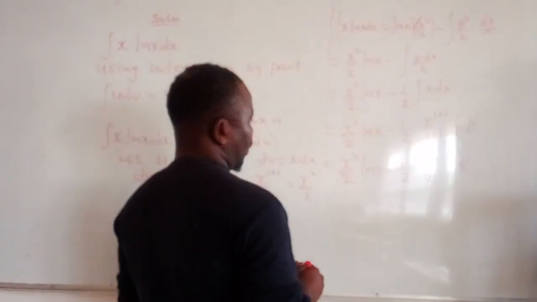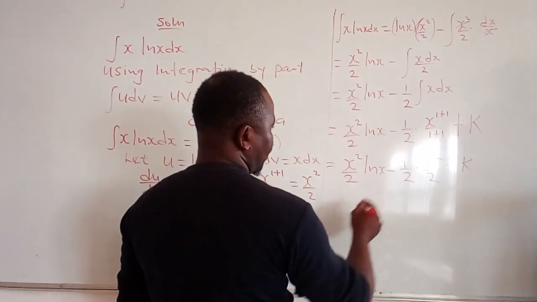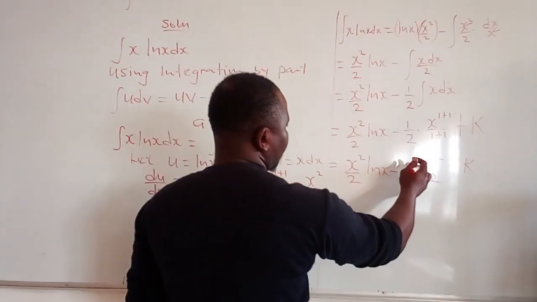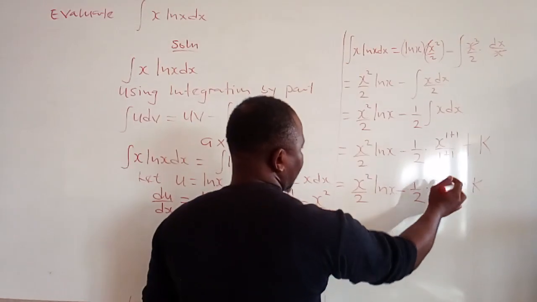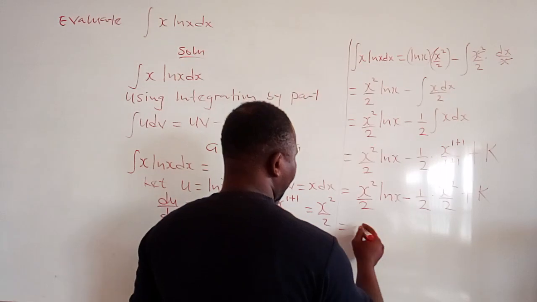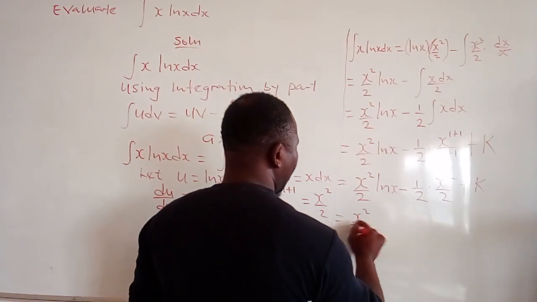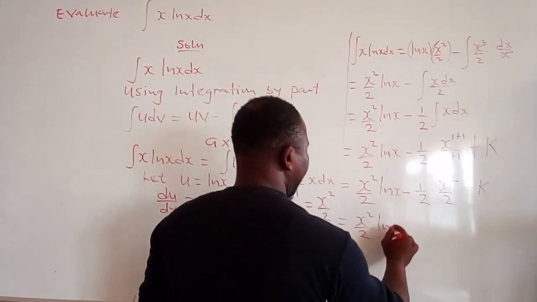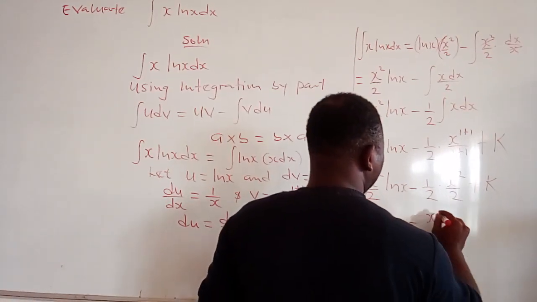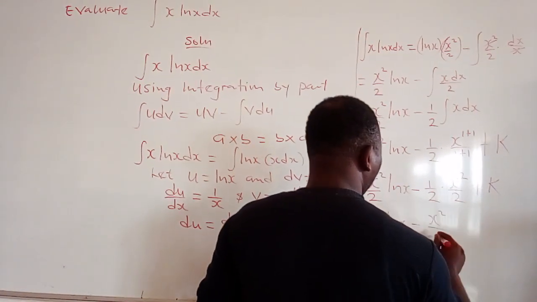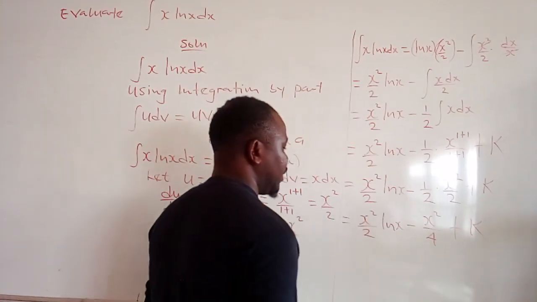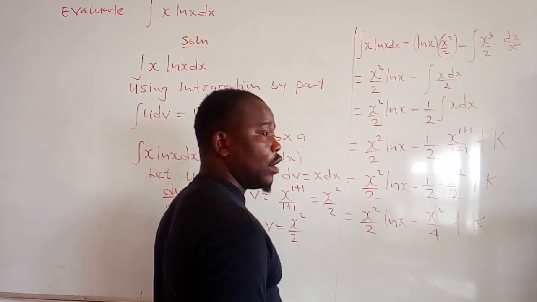Then, if you can see what I am saying, we can multiply them. Is that clear? The numerator will multiply this numerator, and this denominator will multiply this denominator. So if you agree with me, we have x squared over 2 ln x minus 1 times x squared, which will give us x squared over 2 times 2, which is 4, plus k. This is our final answer.